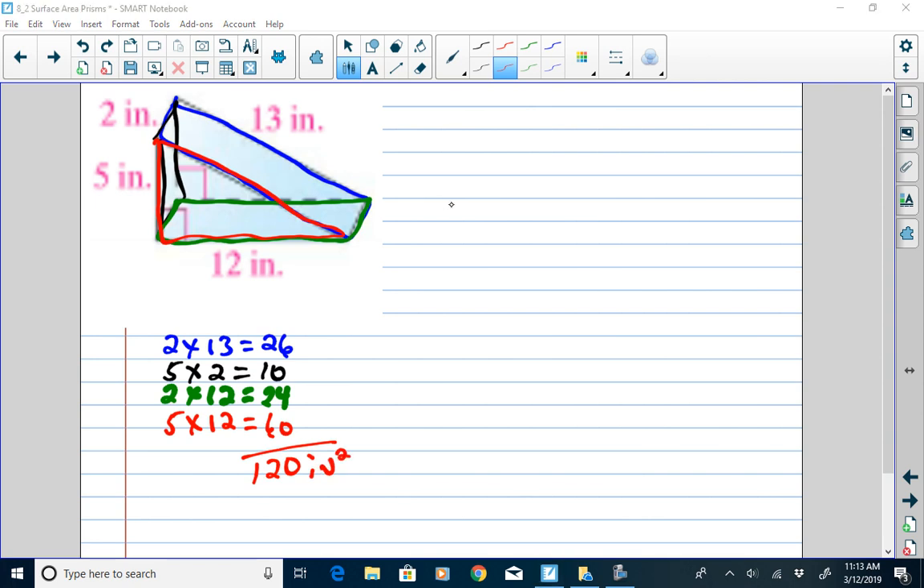If I use my formula, it looks like this. Surface area is equal to the perimeter times the height of the prism plus the base times the height. Well, the perimeter is going to be the perimeter of the base, which is a triangle. So that's 5 plus 12 plus 13. Well, 13 plus 12 is 25, plus 5. The perimeter is going to be 30. Times the height of the prism as it sits on that triangular base, it's going to be this measurement here. So that's going to be 2.